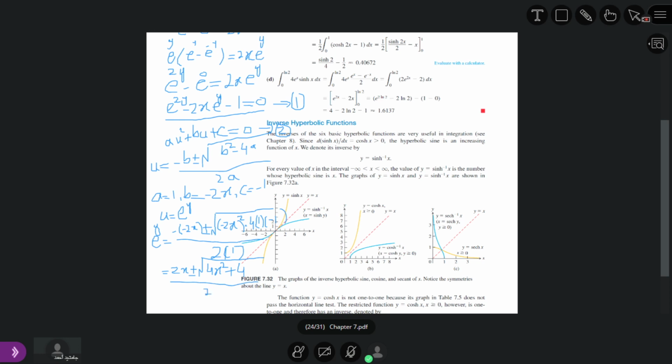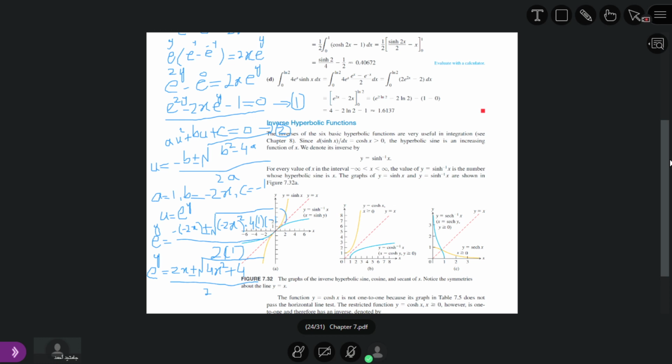So this is e power y. Now inside the square root, is there any number common? Yes, 4 is common. So if we take 4 as common, what will be the remaining? The remaining will be x square plus 1.